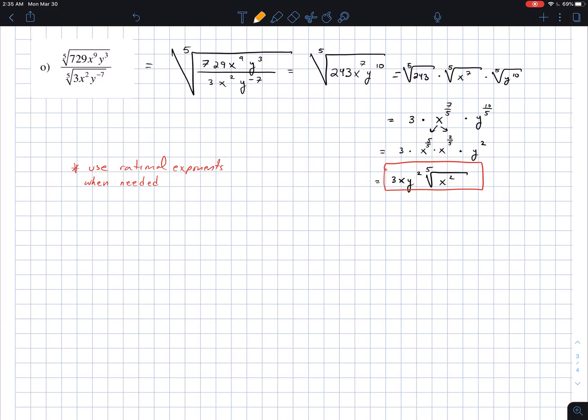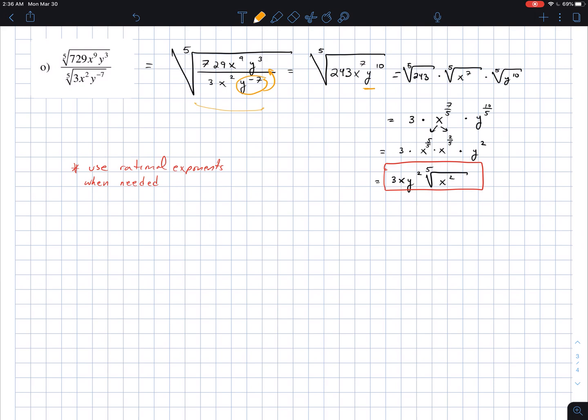Okay. Well, the fifth root of 729 x to the 9th y cubed divided by the fifth root of 3x squared y to the negative 7th. So we know right off the bat, after we change the whole fraction into a root of 5, or the fifth root, as I did here, the y to the negative 7, because it's an inverse, it's negative, so that means if it's in the bottom, it shoots up to the top, and that's where I got the y to the 10th.